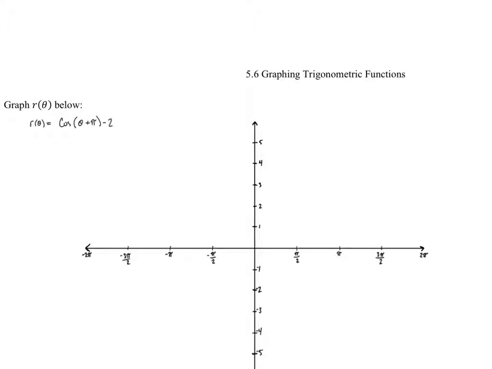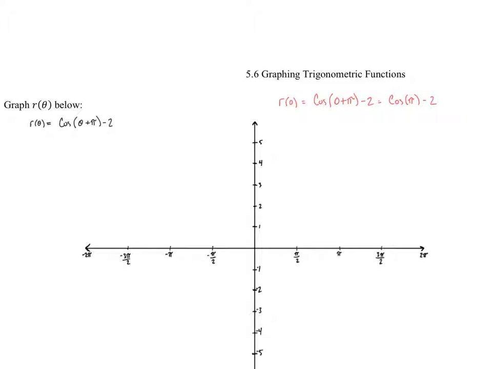So I'll start with r of 0, just like we always did in class. That's going to be cosine of (0 plus pi) minus 2. And I want you guys to be careful that you don't evaluate this until this is taken care of. So whatever's inside the parentheses, deal with that, then evaluate cosine of whatever that angle is. Don't get ahead of yourself. So 0 plus pi is pi. So we're dealing with cosine of pi minus 2. Now you can evaluate cosine of pi.